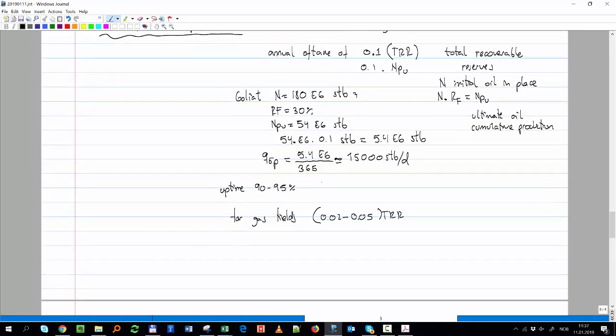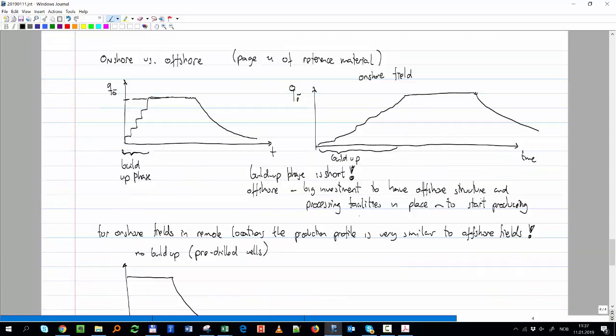For gas fields, a plateau of typically 10 to 30 years is not uncommon. Because of that, you make a long-term contract with a customer, and then you have to provide gas for that period of time. And that helps you: if you know you're going to have that constant income, then you can make plans for the infrastructure that you need, whatever.